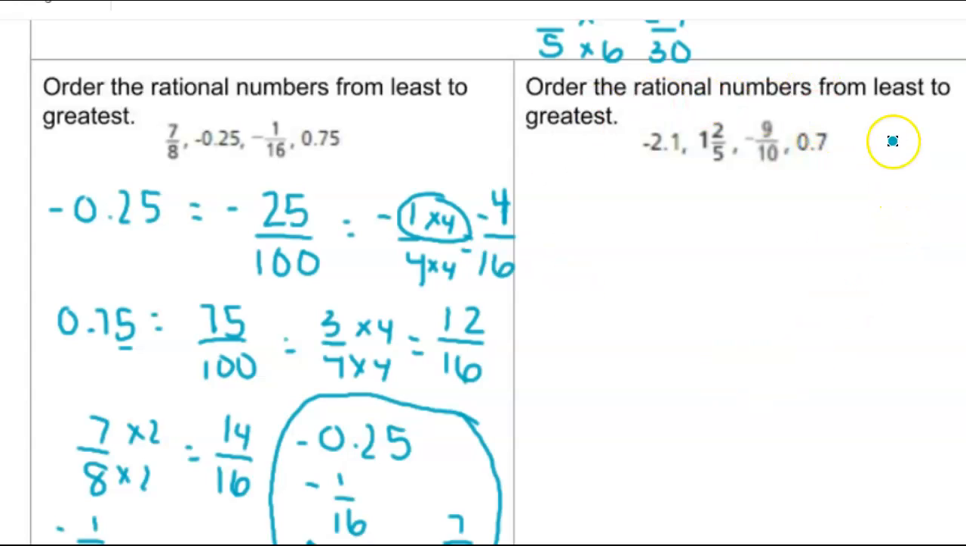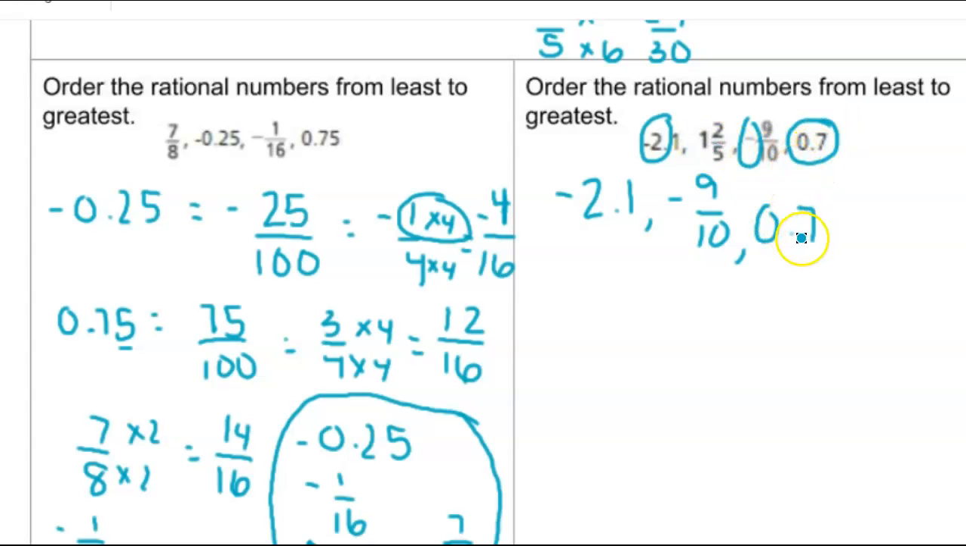Lastly, here's our last question. We are going from least to greatest again. For my negative numbers, I do not have to change them because there's a whole number here, not a whole number here. I know my one with the whole number is going to be smaller, so negative 2.1, negative 9/10. Same thing over here. This is a 0, that's a 1. 0.7 is going to be smaller than 1 2/5.